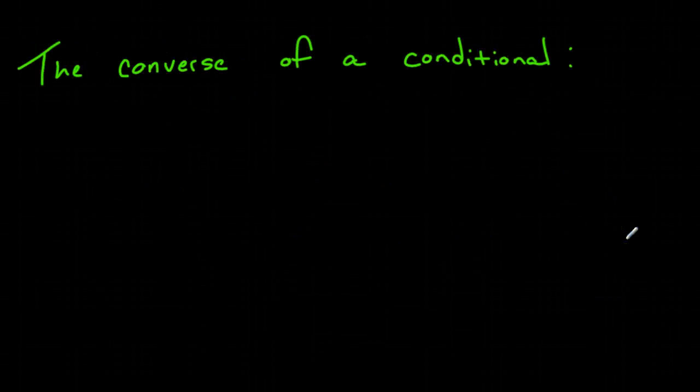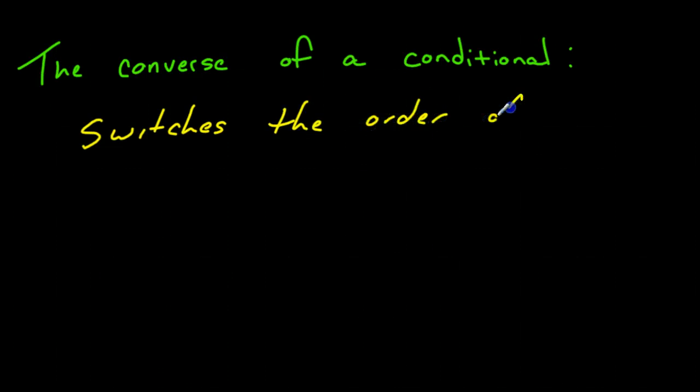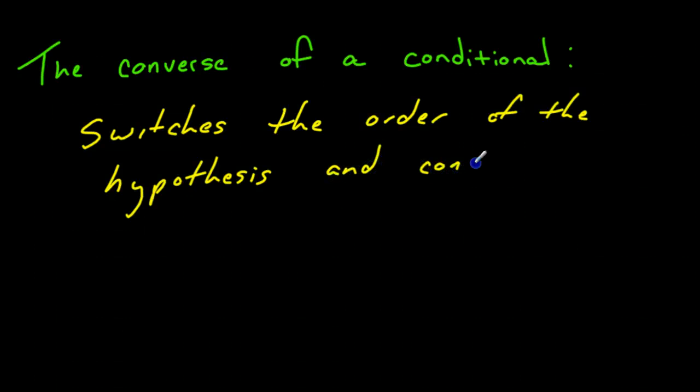All right, the converse of a conditional. Converse is slightly different here. So we talked about what a conditional was. It was an if-then statement. It had a hypothesis and a conclusion. The converse, all this does is it switches the order of a conditional. To be a little bit more specific, it switches the order of the hypothesis and the conclusion.